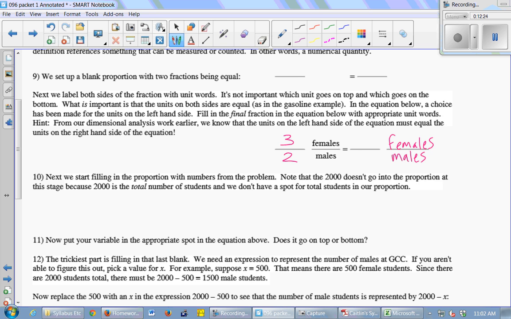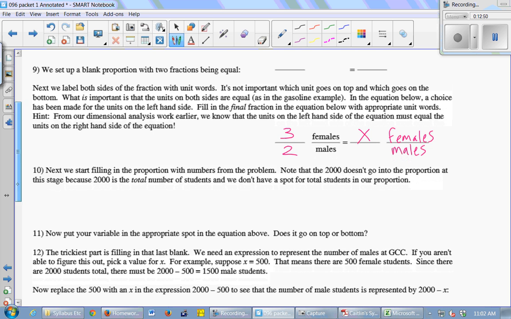Now we put in our variable, right? X represented the number of females. So where should I put the X? Top or bottom of the fraction? Top. So I put the X here for number of females. I have one more spot in my two fraction equation for the number of males. This is the trickiest part, filling in this last blank. We need an expression to represent the number of males at GCC.